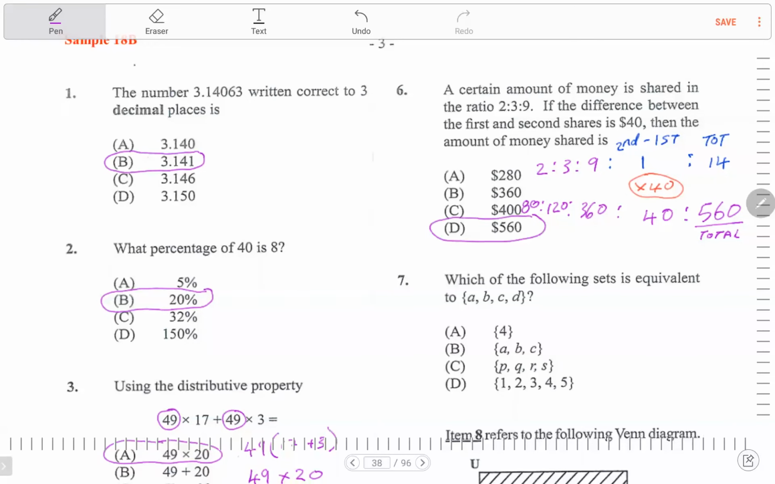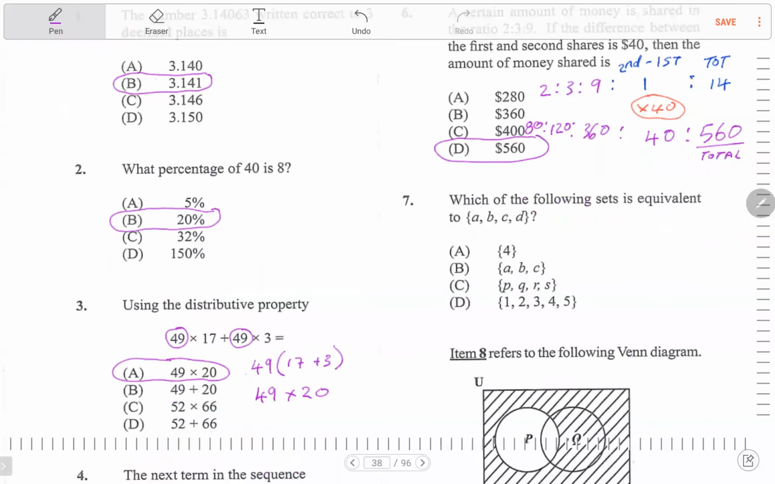All right. Next one. Which of the following sets is equivalent to this? Equivalent sets have the same number of elements. So the number of elements in this one is 4. So you want to find a set that has 4 elements, which is this one as well. Equivalent sets have the same number of elements because n equals 4 for this one as well. The number of elements is 4. So that is why that one is the answer.